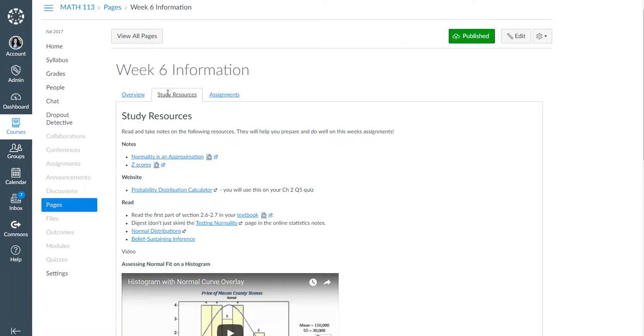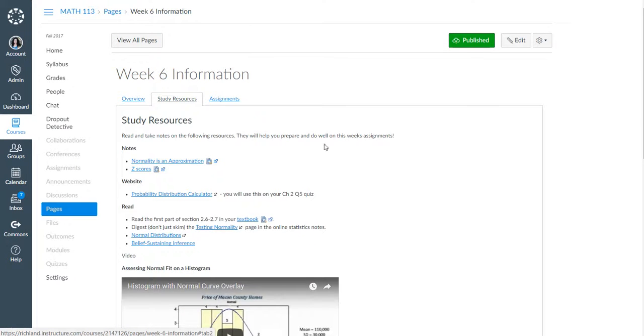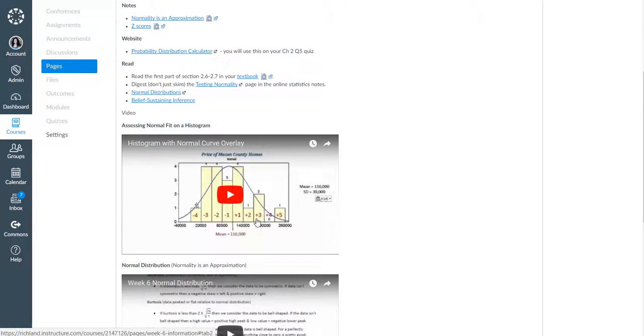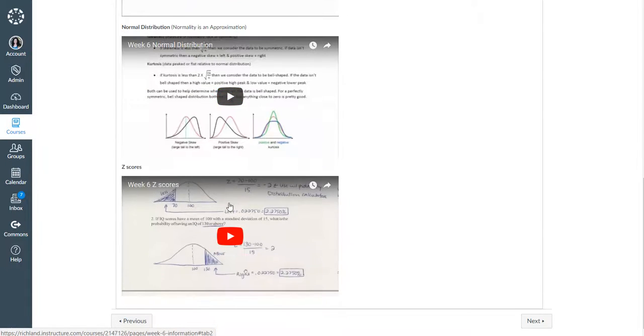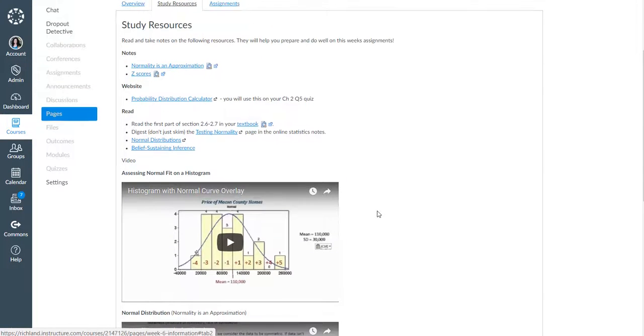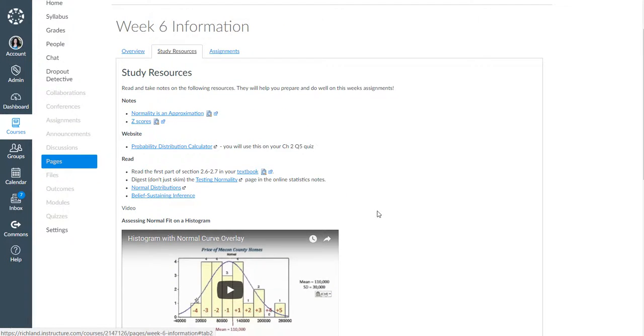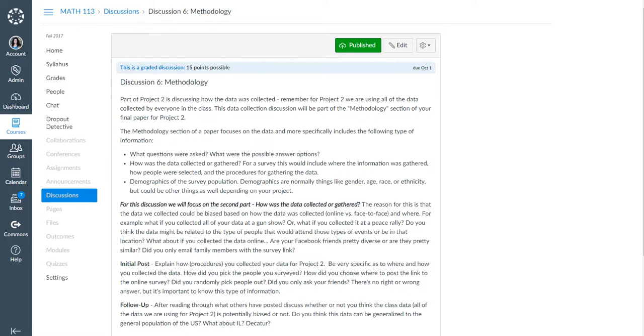So week 6 information, I'm going straight from the overview to the study resources. We're actually getting a little bit mathy. I know that's not really a word, is it, right? But we're actually kind of digging in, doing some z-scores. If you can see here, you're really going to be doing some math. Because of that, let's look at the assignments for this week.